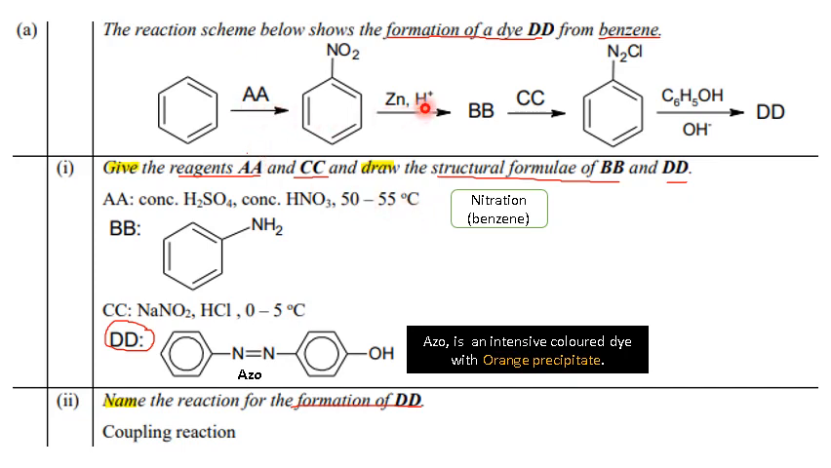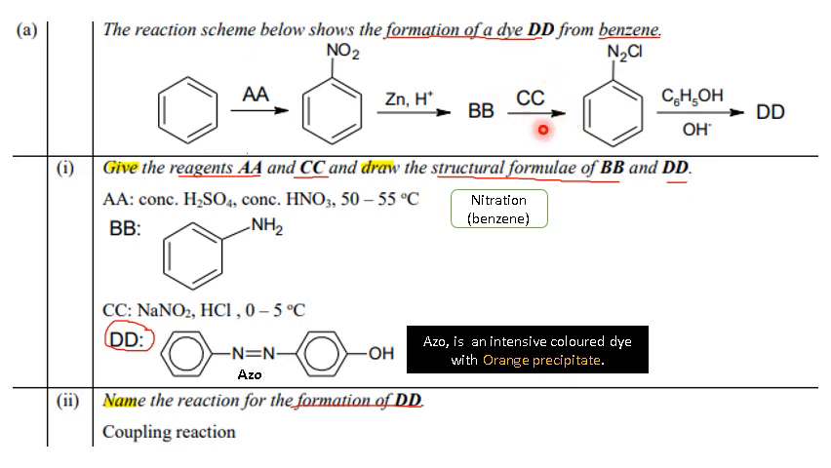Then zinc and H+ is the reagent for reduction of the nitro compound. Once the nitro compound is reduced, it will become aniline. Aniline reacts with C and forms this compound, which is benzene diazonium salt. It happens when aniline reacts with nitrous acid.